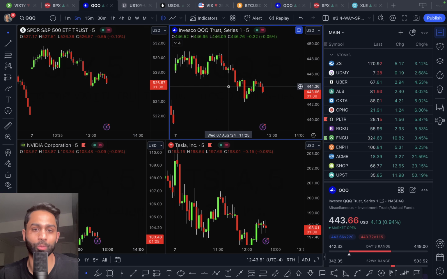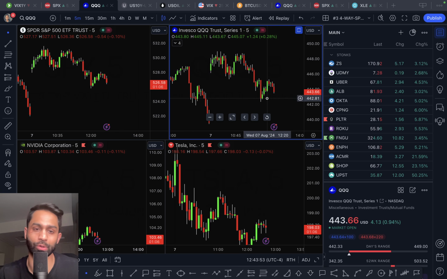The market seems to be recovering a little bit, but we are seeing some downward trends, with lower highs and lower lows on the NASDAQ and the S&P.